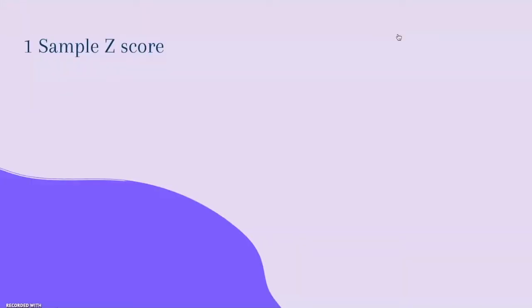Alright, my slides are going to be over the one-sample Z interval and the one-sample T interval, and explaining how to find both of those and the difference between the two of them.